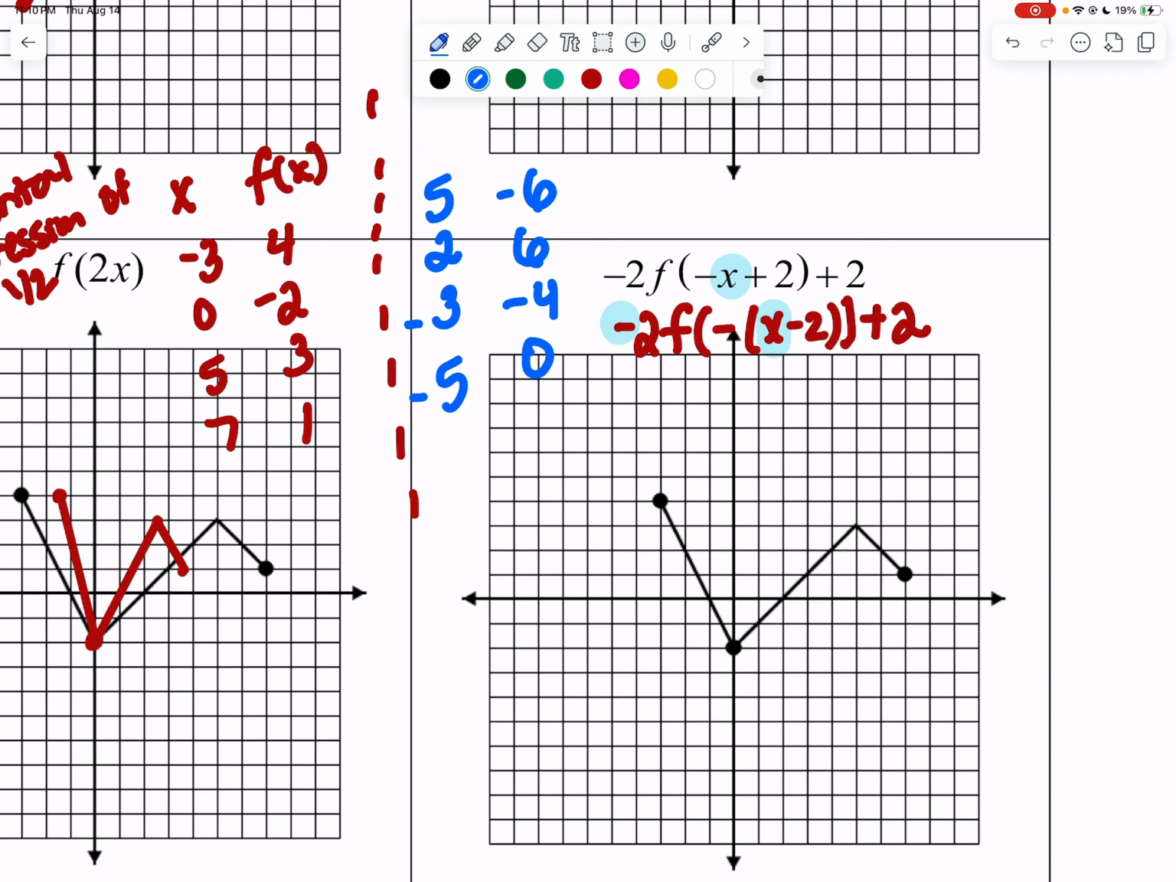Let's see. I'm going to graph 5, negative 6. 1, 2, 3, 4, 5. 1, 2, 3, 4, 5, 6. 2, 6. 1, 2, 3, 4, 5, 6. Negative 3, negative 4. And then negative 5, 0.